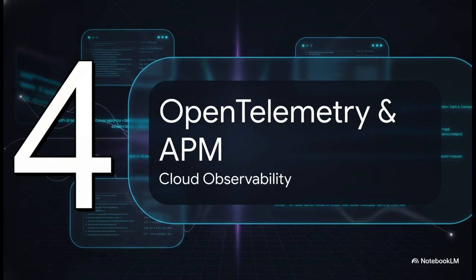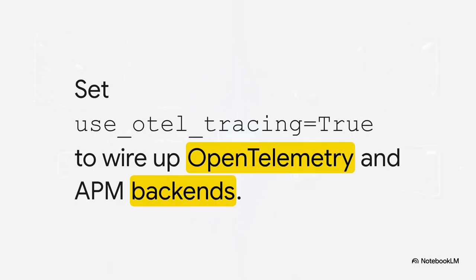All right, section 4, OpenTelemetry and APM. Let's talk cloud observability. Now that we've got local hooks down, let's scale up our visibility. We're going to connect Burr to OpenTelemetry and application performance monitoring platforms. Setting use OTel tracing equals true inside your application builder is hands down the simplest path to wiring up the OpenTelemetry bridge. Literally, by just flipping this Boolean, you instantly connect Burr's entire lifecycle to your broader enterprise tracing infrastructure. Whether that's Datadog, Langsmith, Traceloop, or any other OpenTelemetry compliant backend, you're good to go.